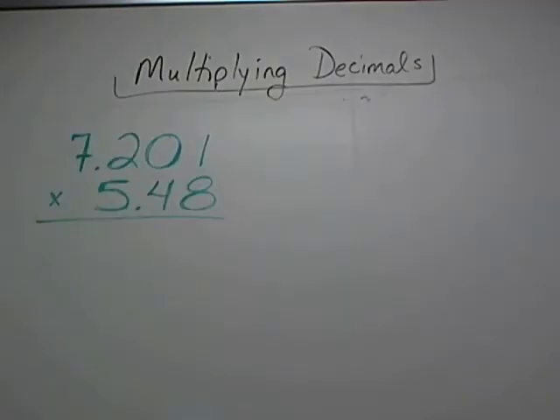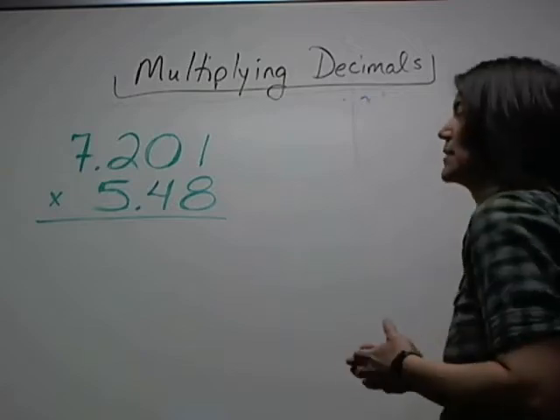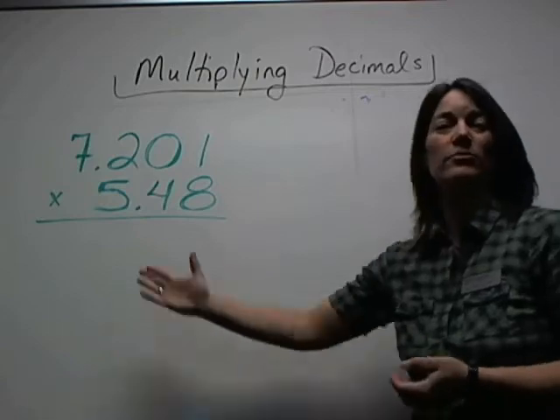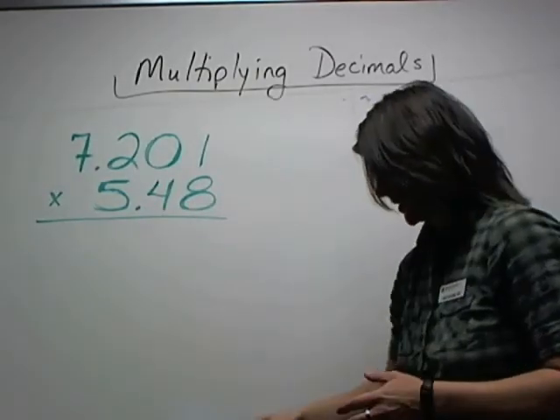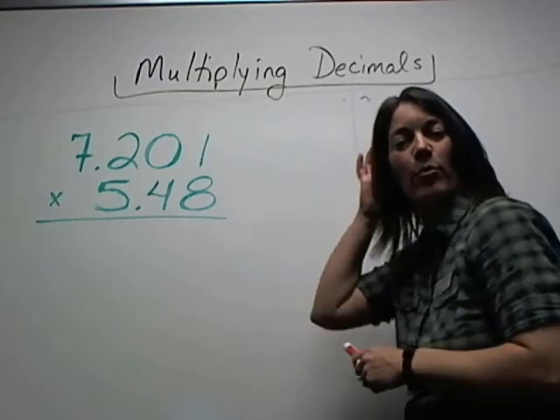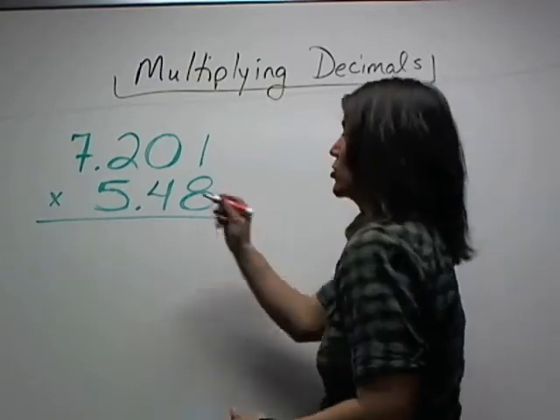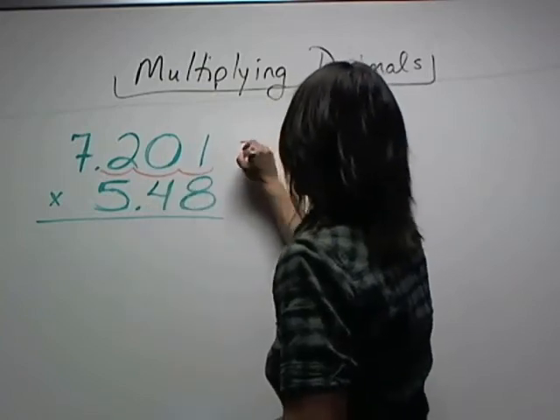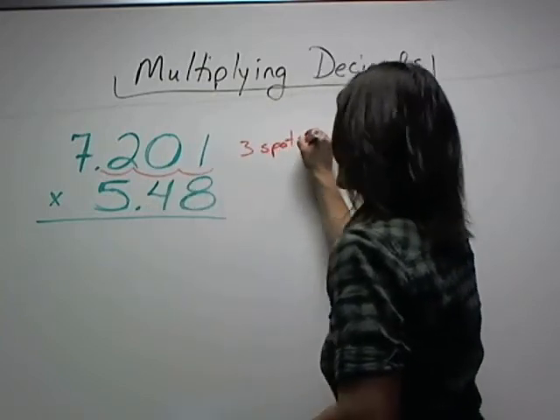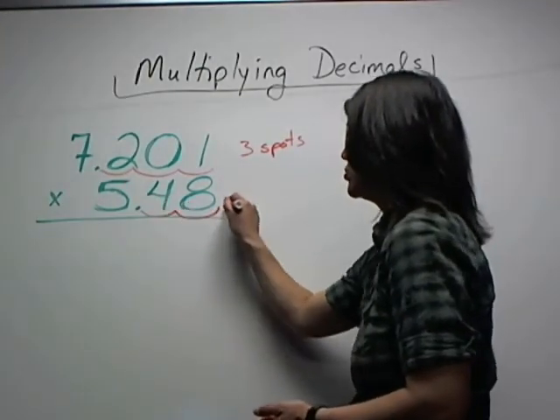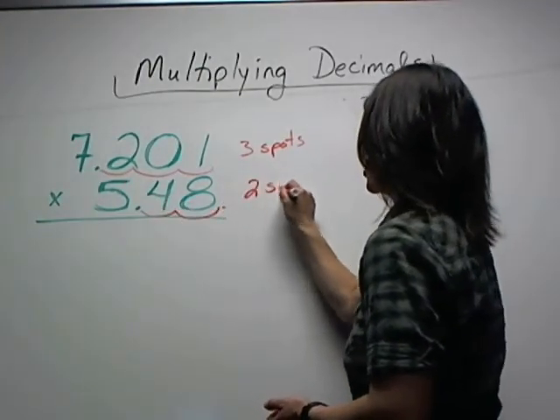Let's try one more of those to make sure that we have it down pat. Here I have 7.201 and I'm multiplying it by 5.48. When multiplying, the first thing you do is move the decimal points out. So I need to move this to the right, 1, 2, 3 spots. And I'm going to write down that I moved it 3 spots. And my next one, I moved it 1, 2 to get it out. So I'm recording that, 2 spots.